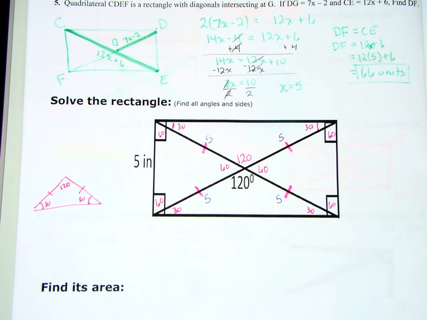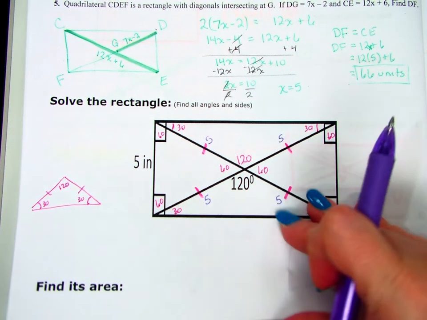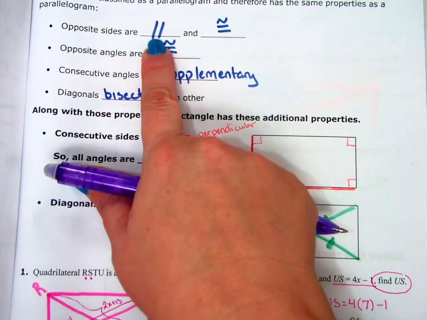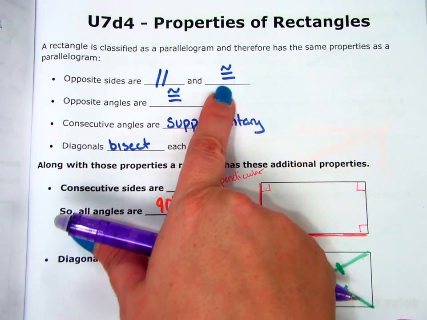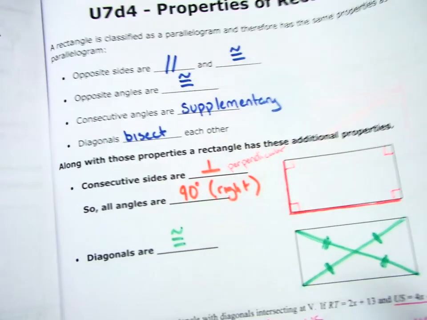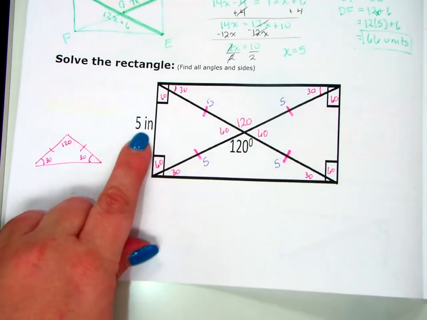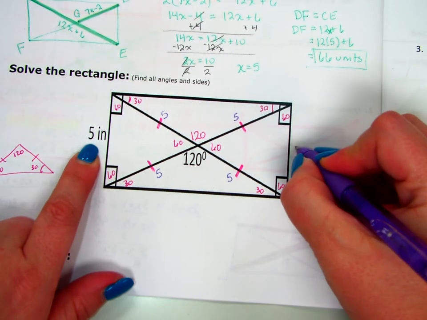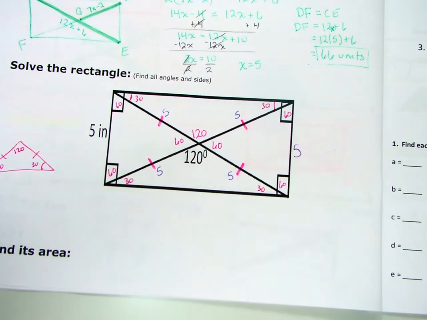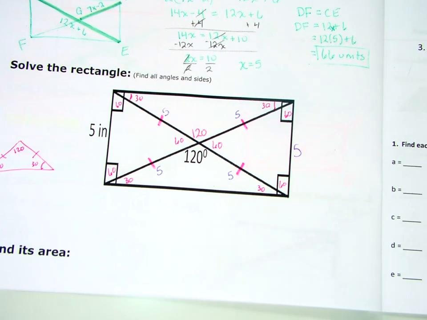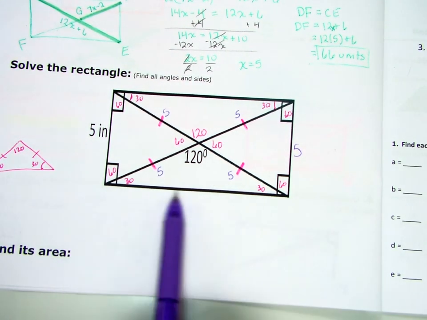Okay? And then I know it's a parallelogram, so opposite sides are parallel and congruent, right? So I know if this side is 5, then this side is 5. So now all I need is the length of that rectangle, right? I've got everything but this piece right here.